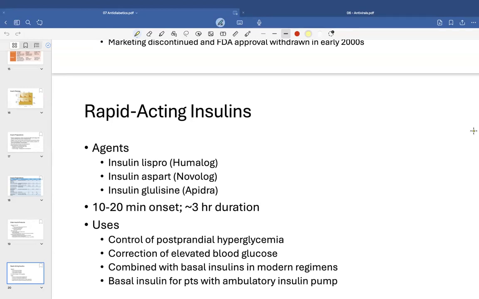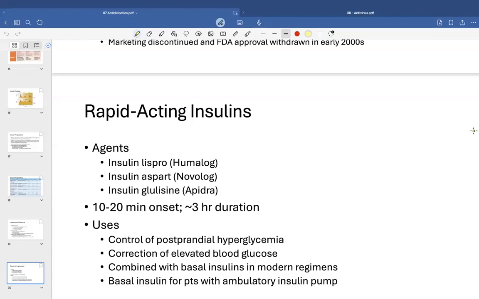Like the question I've gotten earlier, most modern regimens will utilize one of these products with one of the newer basal insulins, have the mealtime plus basal combination. And I'll get to this usage later, but rapid acting insulins can actually function as a basal insulin when given in patients that have one of these insulin pumps. Some of you may be familiar with those products.